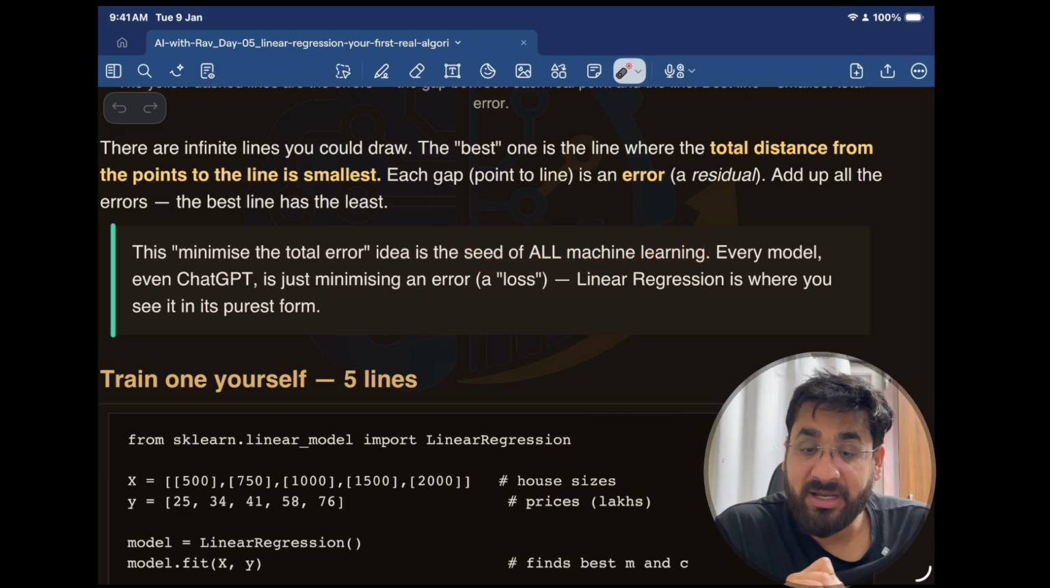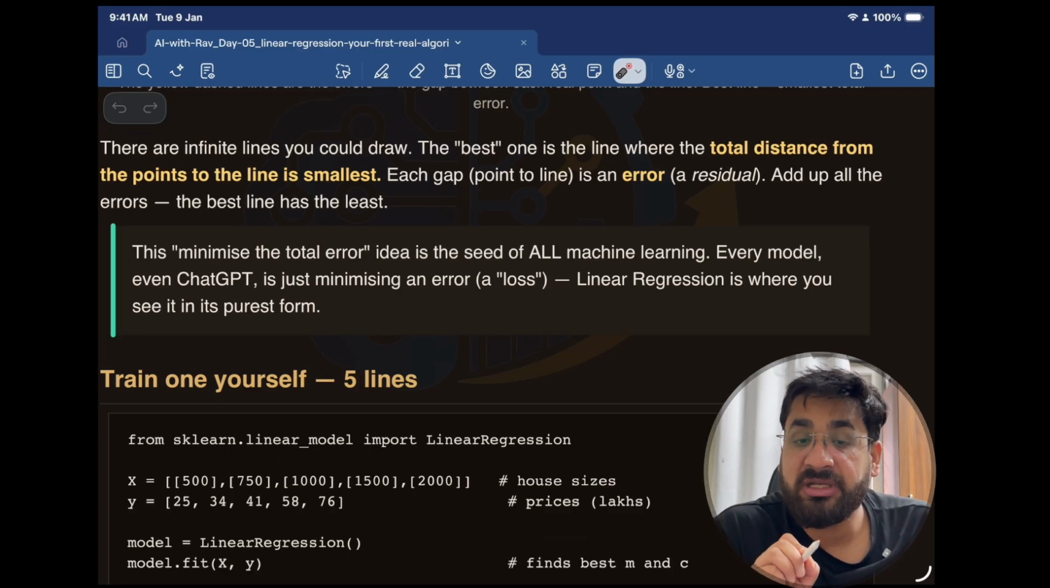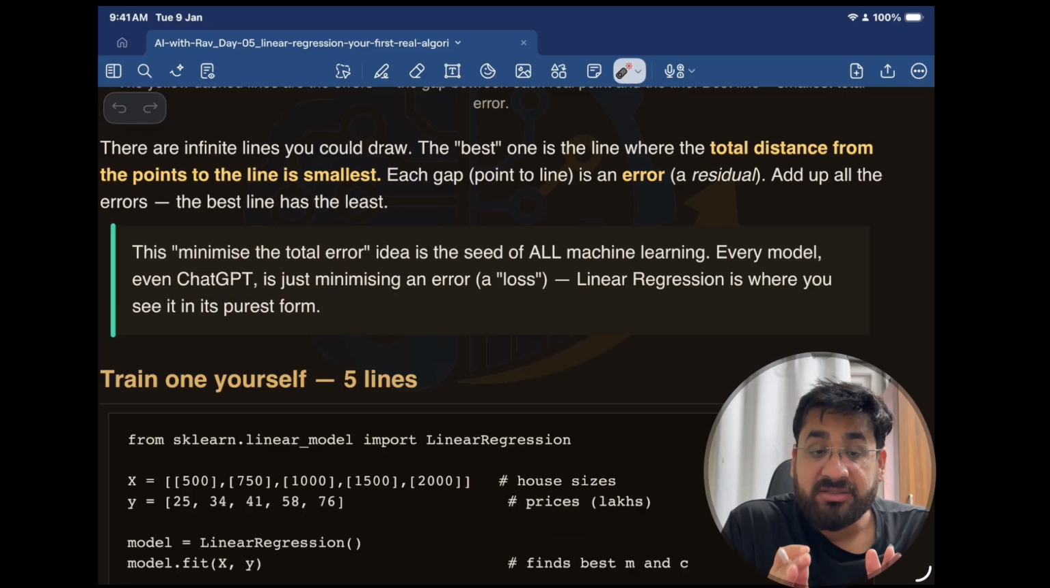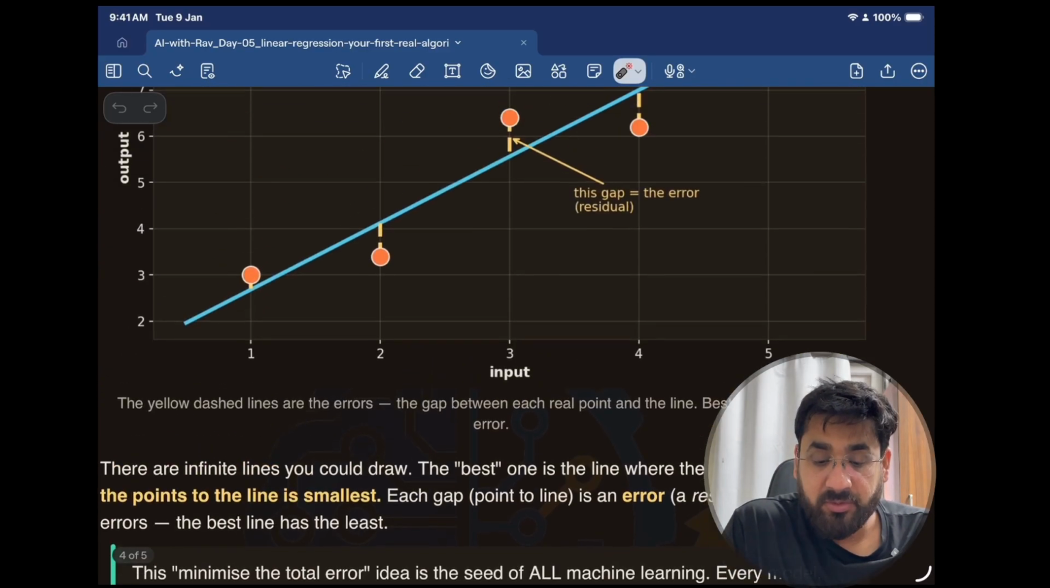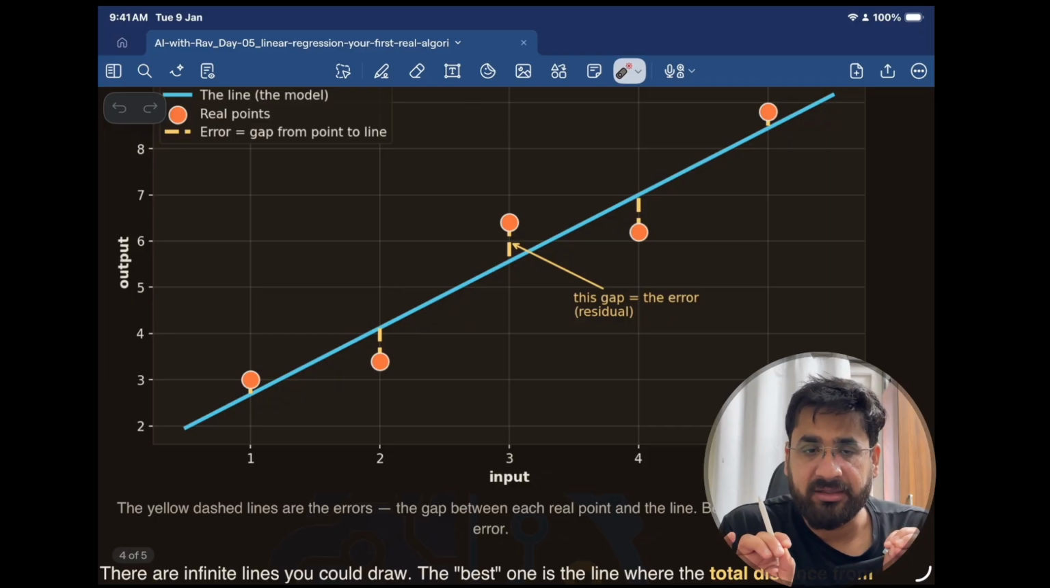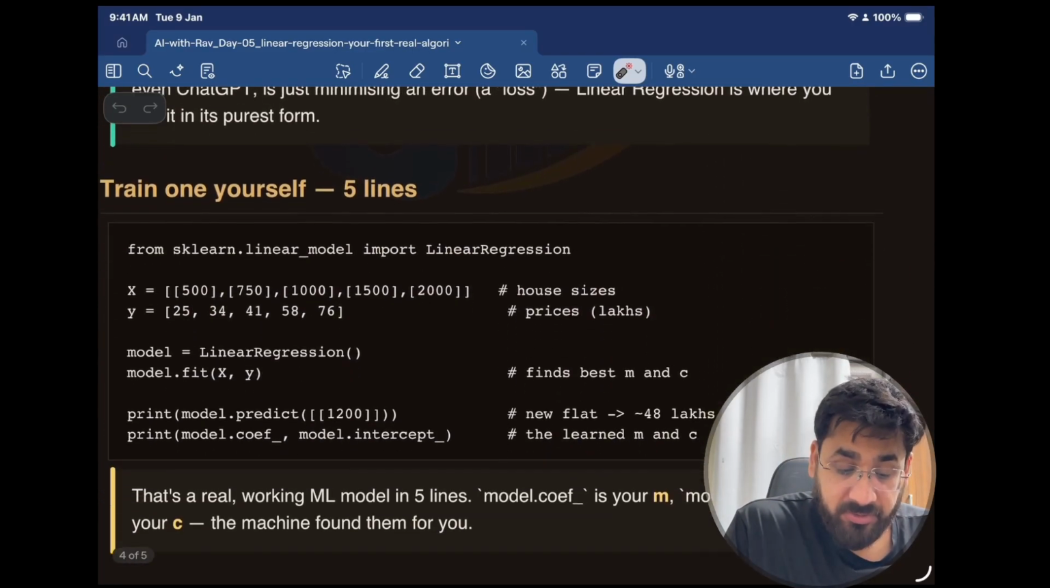How can you minimize the total error? That is the whole purpose. Every model, even ChatGPT, is just minimizing its error. Linear regression is where you can see it in its purest form. You can see right now, as simple as that, a simple line. Now you got the purpose.